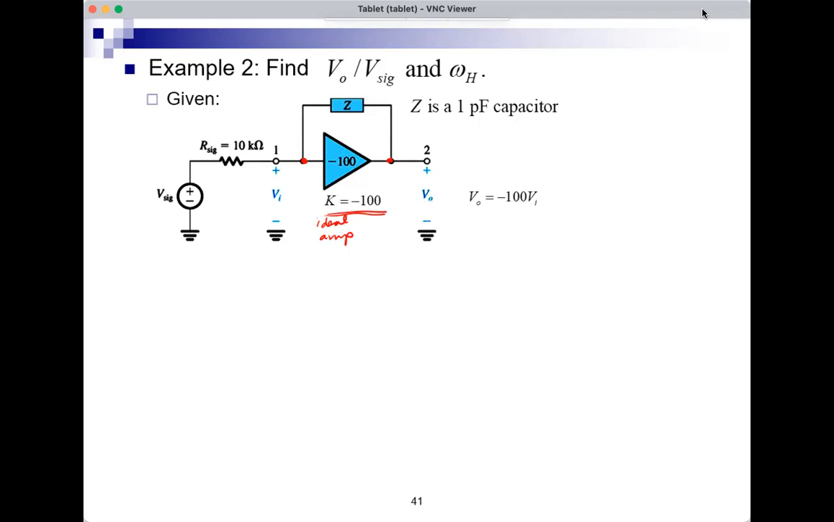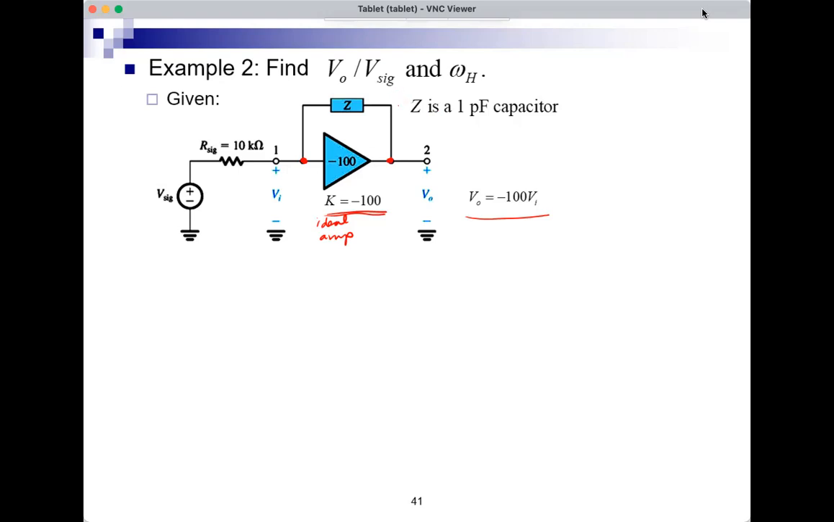So K is minus 100. The voltage here at node 2 is always minus 100 times the voltage at node 1. All right, so V2 or VO is minus 100 V1 or VI. This is like an ideal situation, but that's fine. We're just trying to apply Miller's theorem here to practice its application.